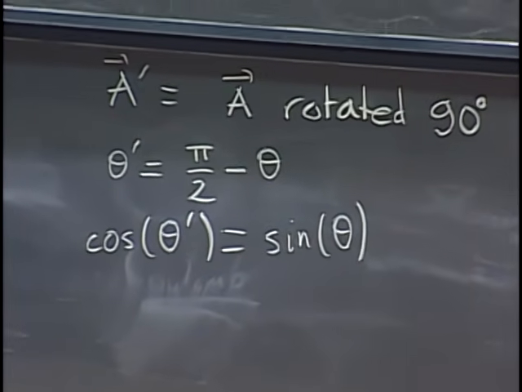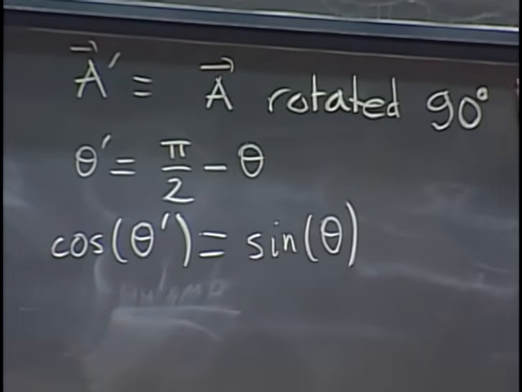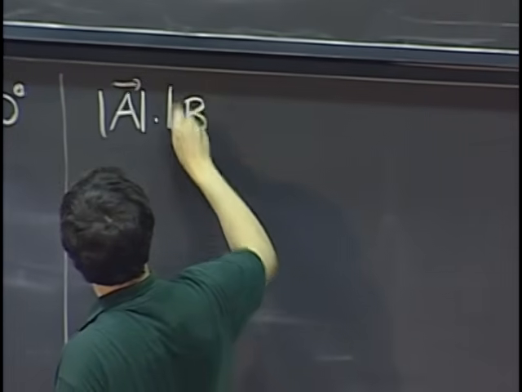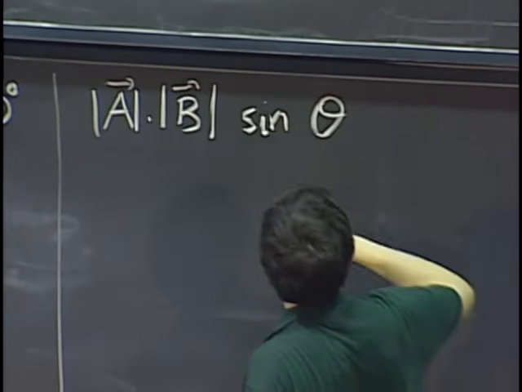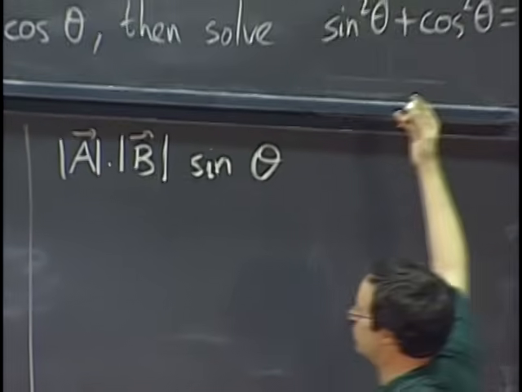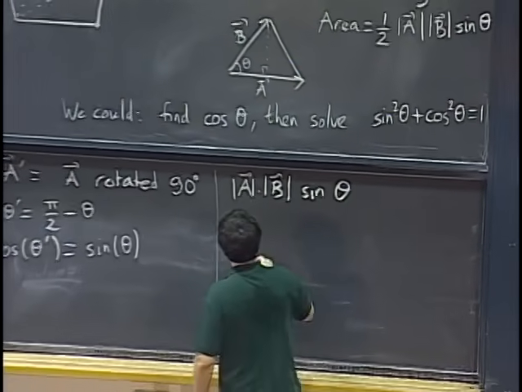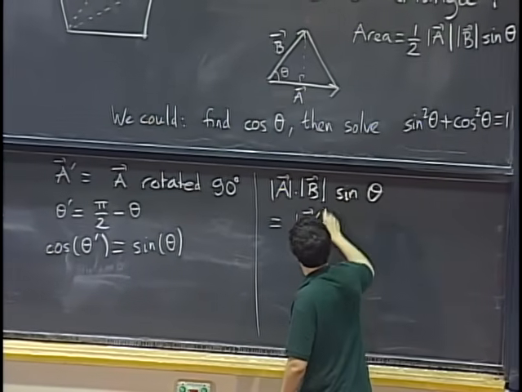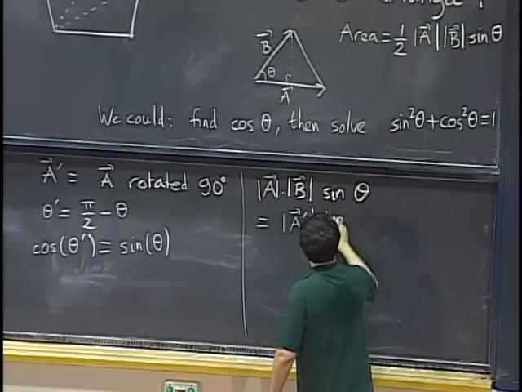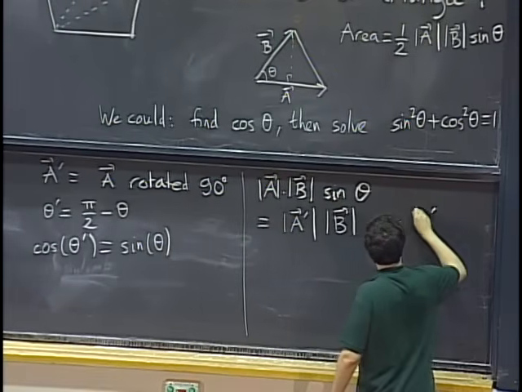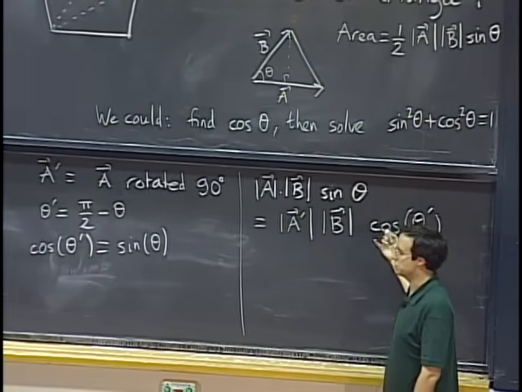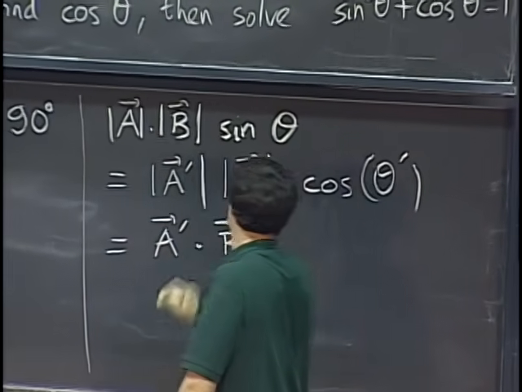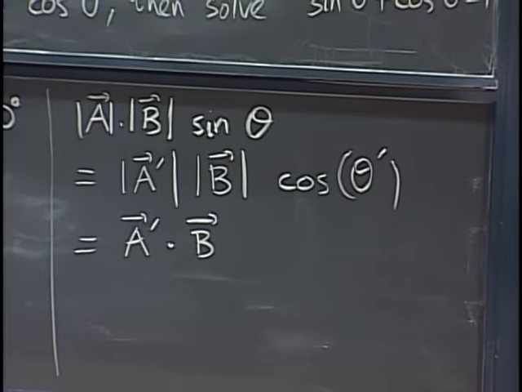So in particular, that means that length A, length B, sine theta, which is what we would need to know in order to find the area of this triangle, is equal to, well, A and A prime have the same length, so let me replace that by length of A prime. I'm not changing anything. Length B, cosine theta prime. And now we have something that's much easier for us, because that's just A prime dot B. So that looks like a very good plan.